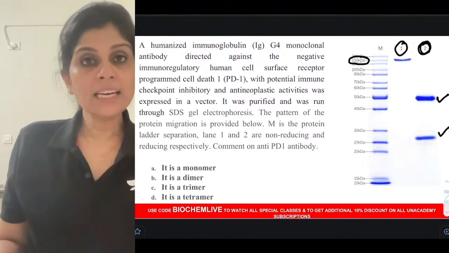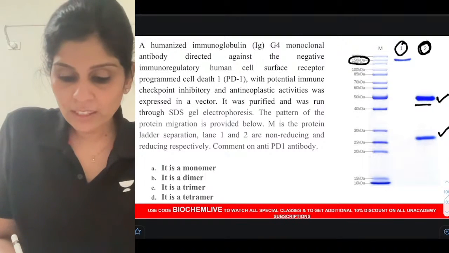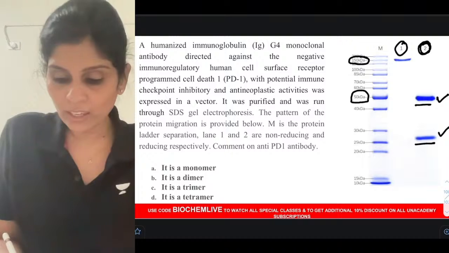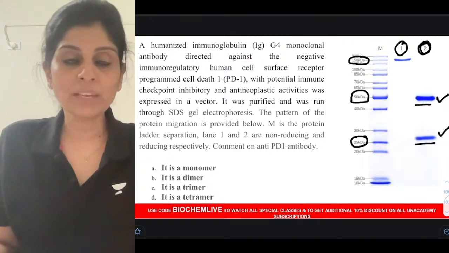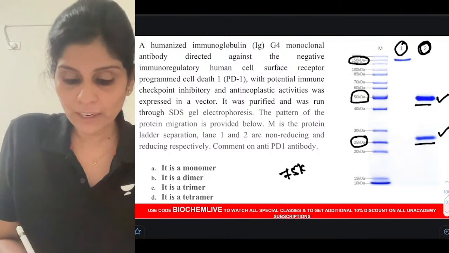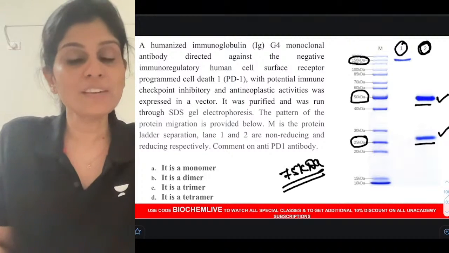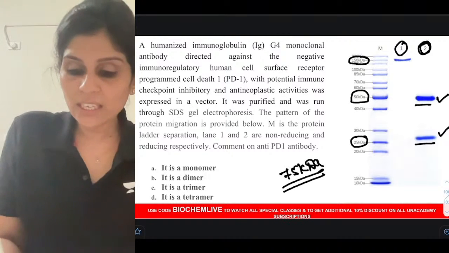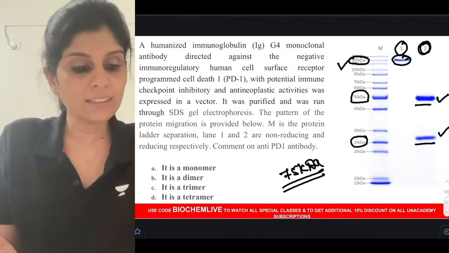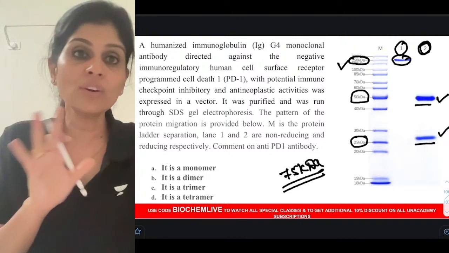Yeah, had it been a dimer, what should be the molecular weight of the whole protein? So this subunit corresponds to a molecular weight of 50 kilodalton, and this subunit corresponds to 25 kilodalton. Had the protein been a dimer, 50 plus 25 is 75 kilodalton. So the whole protein's molecular weight should have been only 75 kilodaltons. But what do you see here? The whole protein's molecular weight is 150 kilodalton, which means it's not a dimer.